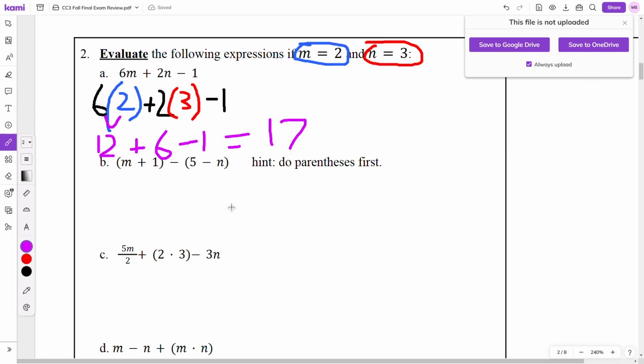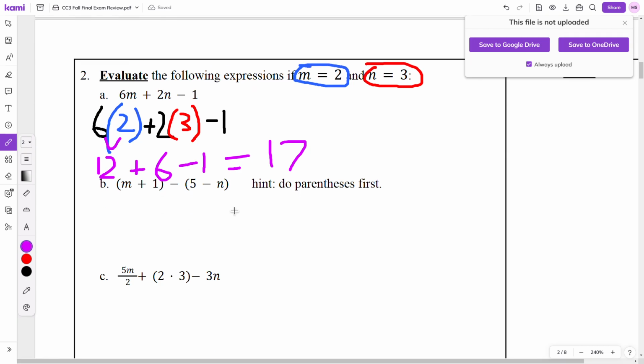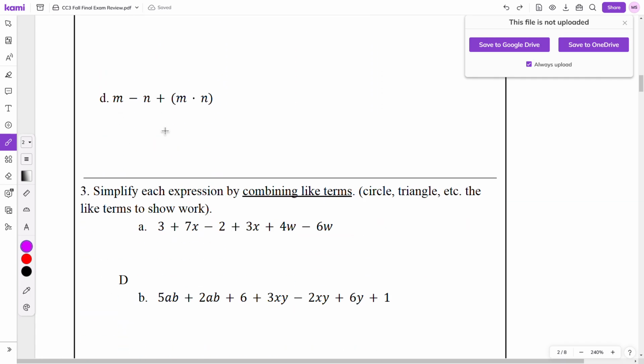All right, so what's the point? The point is that you substitute those variables for the numbers given, and then you do the operations. Remember, if a number and a letter, a variable like this right here, are together, that means they're being multiplied. So don't forget to multiply those two numbers. And just be careful and do one step at a time.